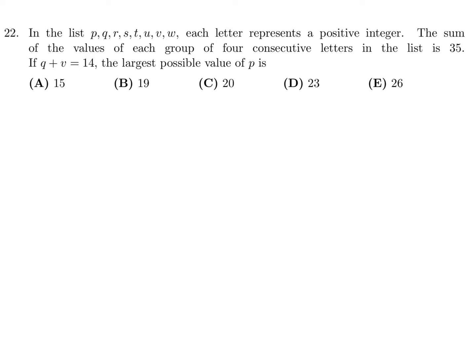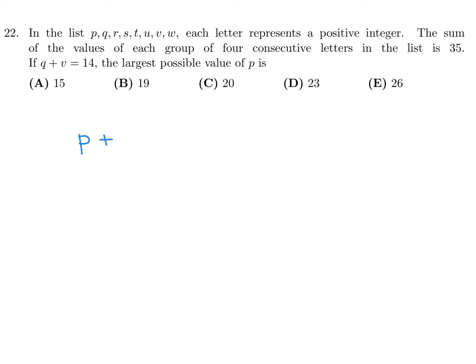In the list P, Q, R, S, T, U, V, W, each letter represents a positive integer. The sum of the values of each group of 4 consecutive letters in the list is 35. If Q plus V is 14, the largest possible value of P is.